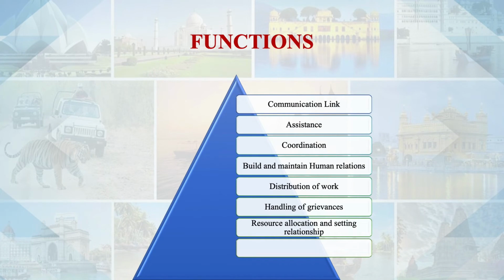In any group where people are working, there is every possibility for the occurrence of grievances. Grievance is a real or imagined cause for complaint, especially unfair treatment. Supervisors are the first managerial level where the grievances of the operatives are received. Supervisors are given the authority to sort out the grievances which do not require intervention of the upper managerial level. The next function is resource allocation and setting relationship.